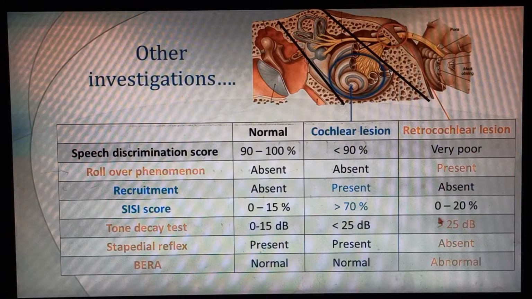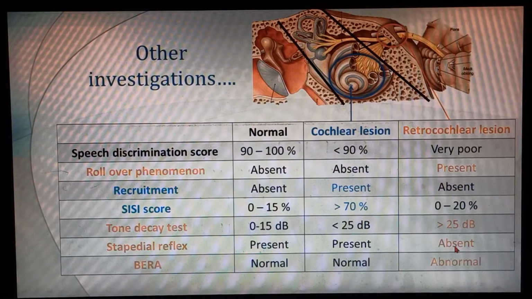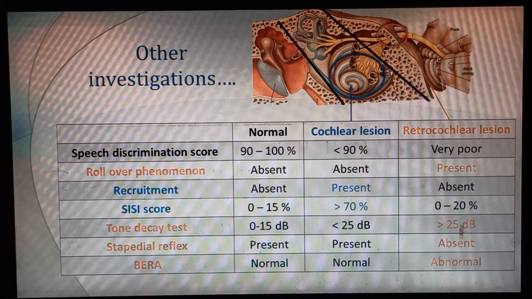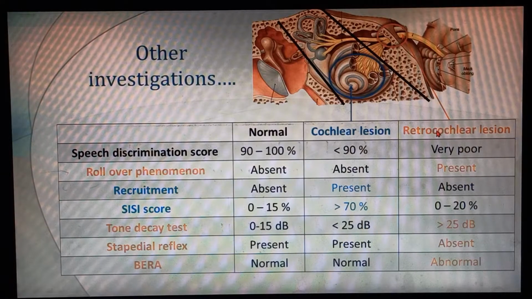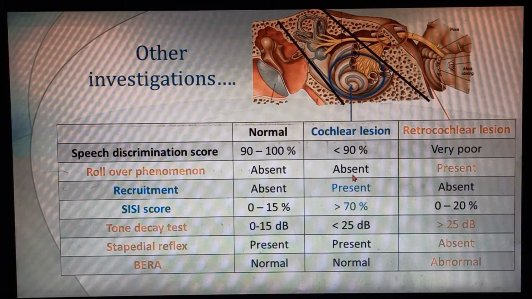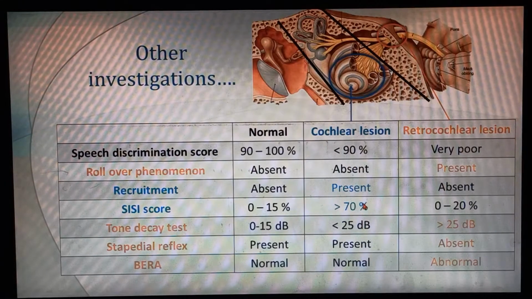So rollover phenomena will be present here. Tone decay will be more than 25 decibels. Absent stapedial reflex and abnormal BERA. All these features will be seen in retrocochlear lesions. Whereas in cochlear lesions, you will be seeing recruitment phenomena and a better SISI score.